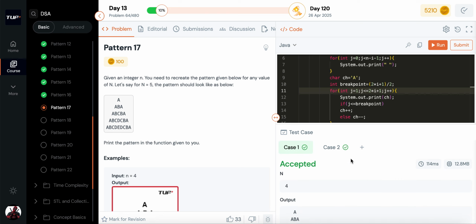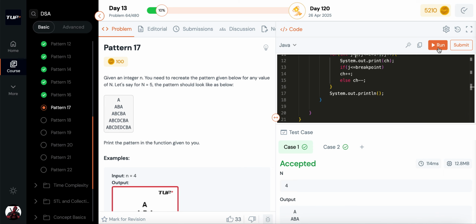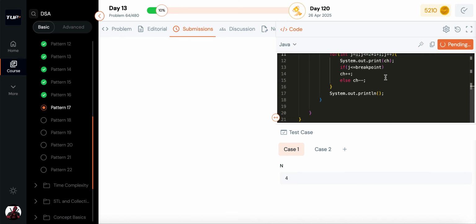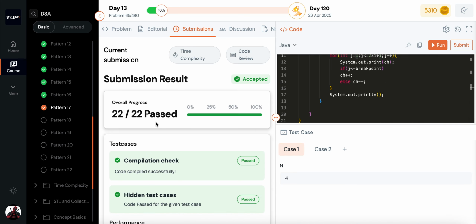Now it is accepted, because I had started the j loop from 0. So A plus 0 would always give me A, and 0 and 1 had the same condition. That's why it didn't work. Now it is accepted. Let me submit this code. So all the 22 cases passed. Thank you, friends.